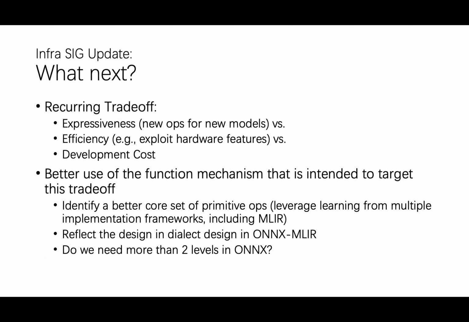So one of the dilemmas we face in the context of ONNX relates to the set of operators. On one hand, we have new models, new applications, and new research driving the need for new operators. But there is a cost to adding new operators in terms of developer cost to support them in the backends. And if you want to optimize it to exploit hardware features, there is even higher cost in implementing it. And the function construct was introduced in ONNX to help deal with this trade-off.